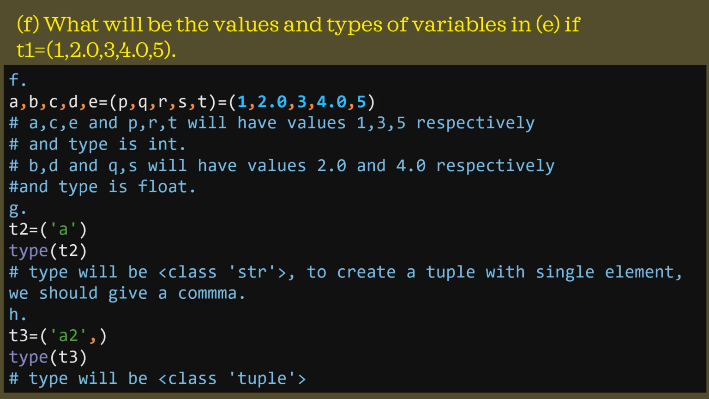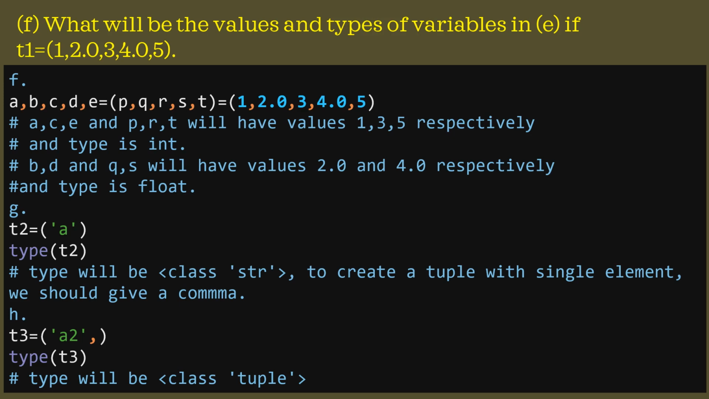Now next one is t2 is equal to 'a' within single quotes, that means a in the form of a string. Here it is asking what is the type of t2. The data type of t2 in this case will be string because it contains string type data. Even though it is kept within parentheses, it is not considered a tuple, because if you want to create a tuple with a single value, you always have to give a comma after the value. Then only it will be considered a tuple. Otherwise, the data type will be the same as the value present within the parentheses.